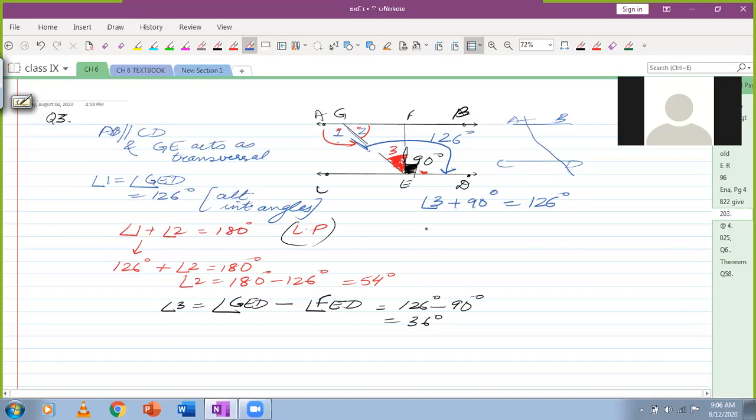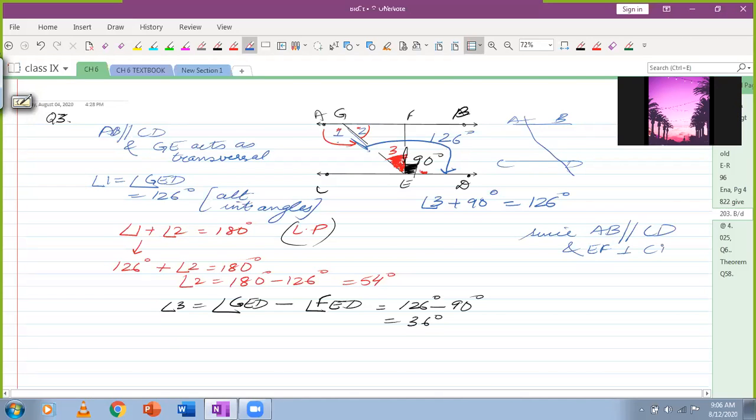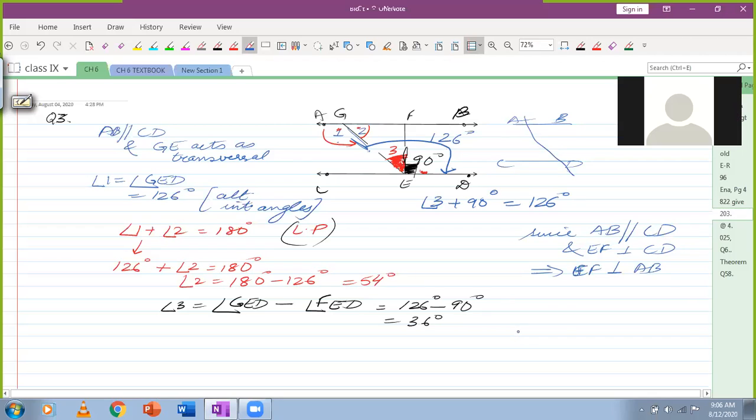Ma'am, if we need to use that EF is also perpendicular to AB, can we write the reason as transitive property, which you told us yesterday? It's not transitive property. You would be writing this: since AB is parallel to CD and EF is perpendicular to CD, this implies that EF will also be perpendicular to AB.